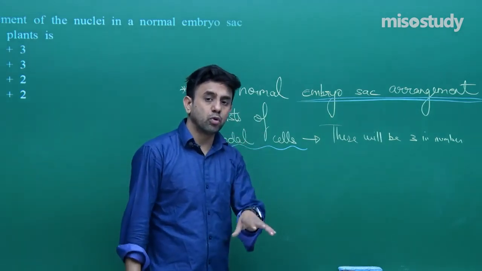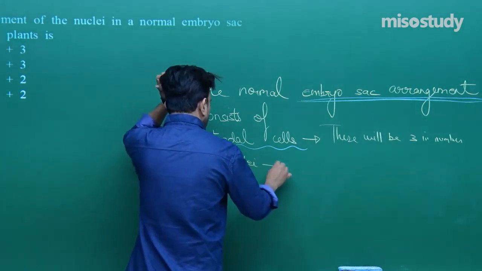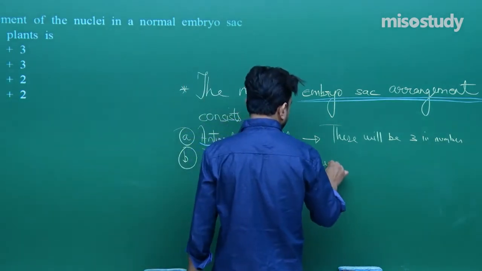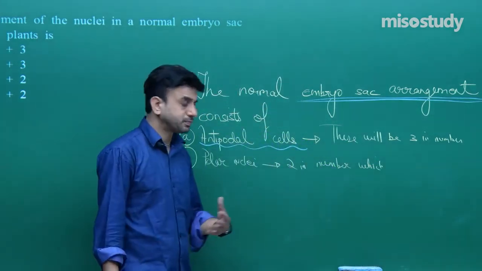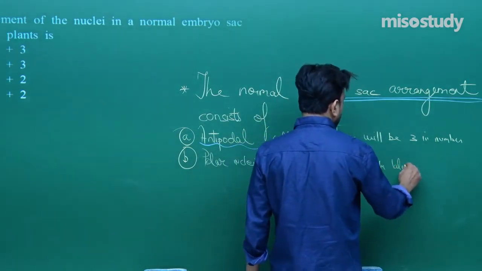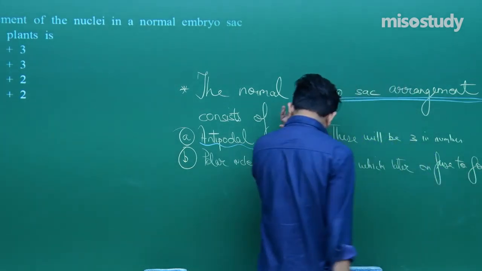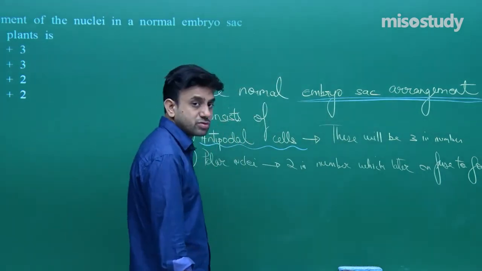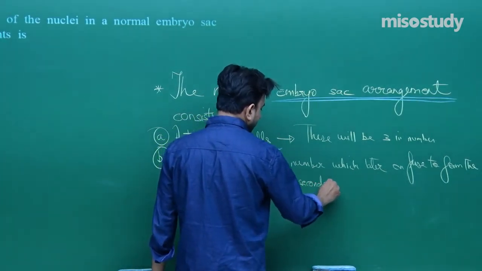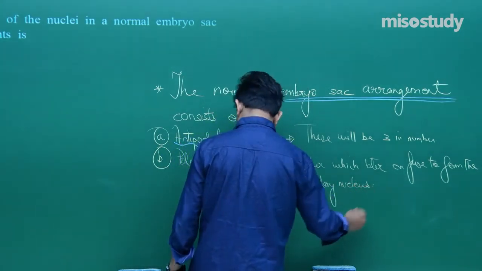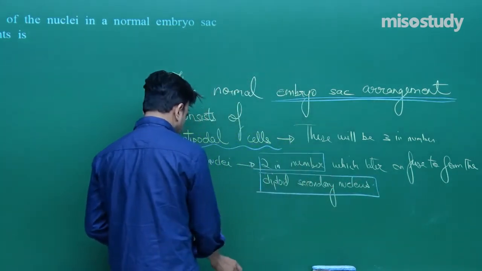Next will be the polar nuclei, right in the middle of the embryo sac. Now the polar nuclei will be 2 in number, which later on fuse to form the diploid secondary nucleus. So these are 2 in number.